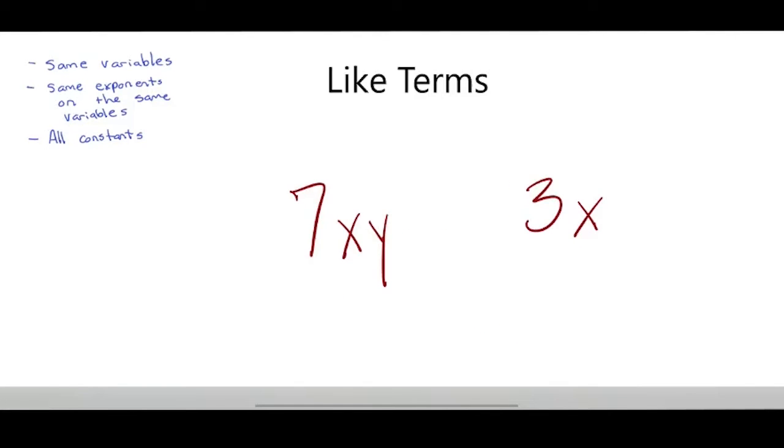All right, what about 7xy and 3x? Well, do they have the same variables? I see right off that they both have an x, but the 3x does not have a y. So these are unlike terms because there's no y here.